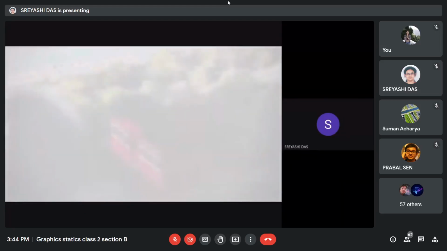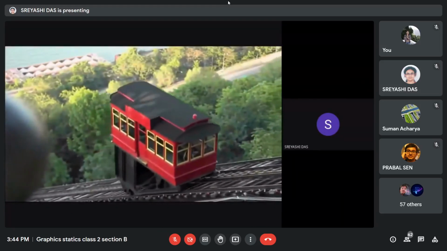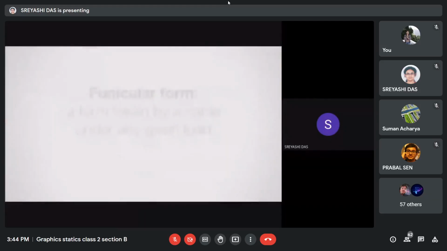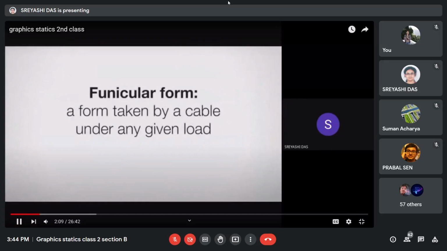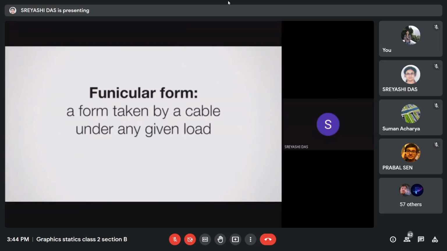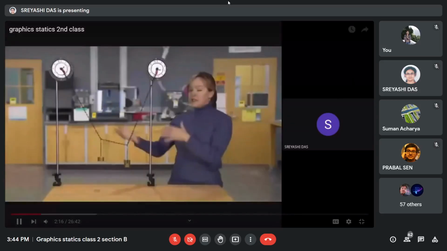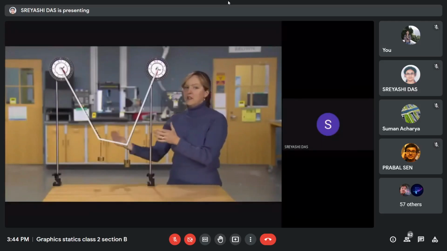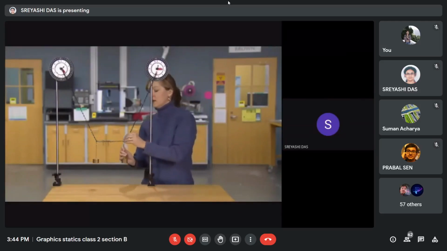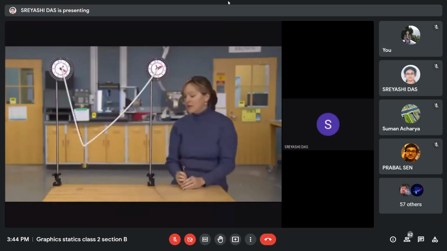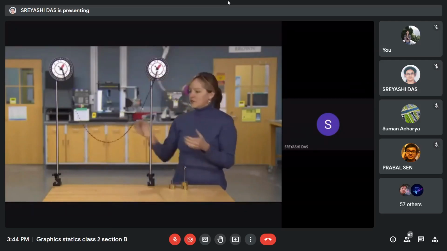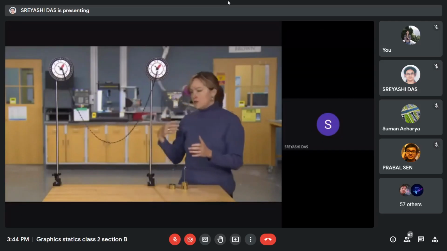Maybe you've heard of funicular railways. Funicular railway uses a cable to pull the car up and down, so it's also based on cables. And a funicular form, as it relates to structures, the definition is it's a form taken by a cable under any given load. So this is the funicular form for a cable, or a chain in this case, with two unequal loads. We can get the funicular form for a single load, and then the funicular form for no load, which is also called a catenary, but they're all funicular forms.